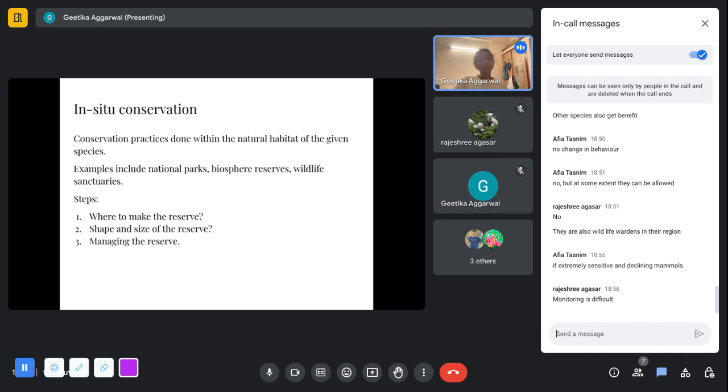So, yes, these are some of the cons of practicing in situ conservation. You need to set aside a huge amount of area. It is not useful if the species is already very sensitive and highly declining. Monitoring that area is difficult, all these factors.